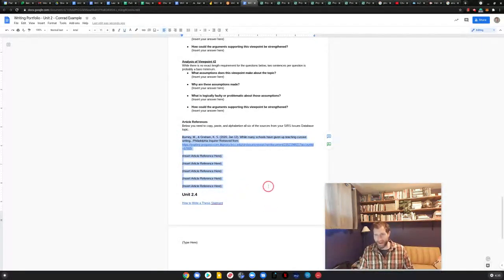You'll have some formatting. You'll need to alphabetize them. You'll need to do your hanging indents. There are a few steps that you're going to have to get to, but this will be a collection of all of your sources all put together, nice, clean, and neat for you.